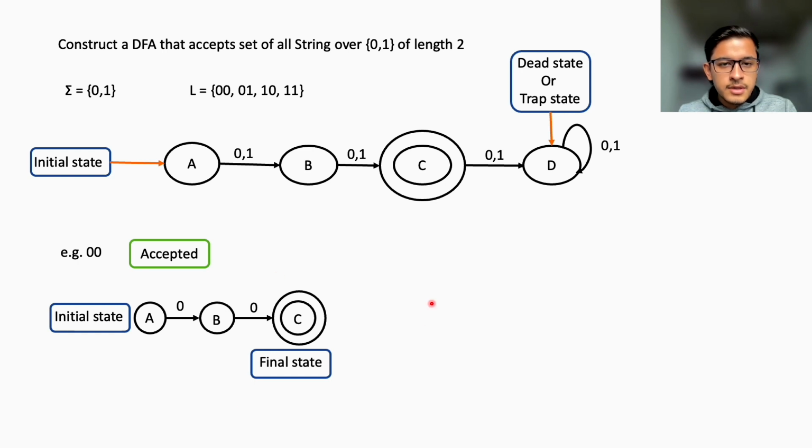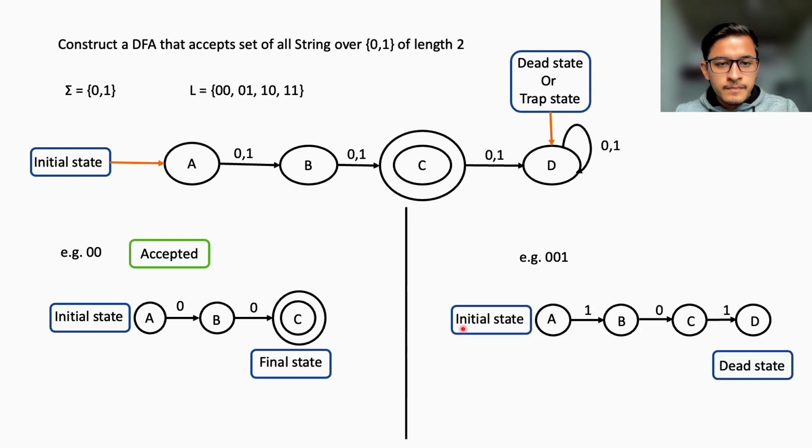So this string is accepted, and let's check another example, to see whether it will be accepted or not. Here our initial state A, given an input 1, gives the transition state B, and when B gets the input 0, it goes to C, and when C gets the input 1, it goes to D. So let us check it. When getting the input 1, it is going to D, and D is a dead state or trap state, so this string would not be accepted.